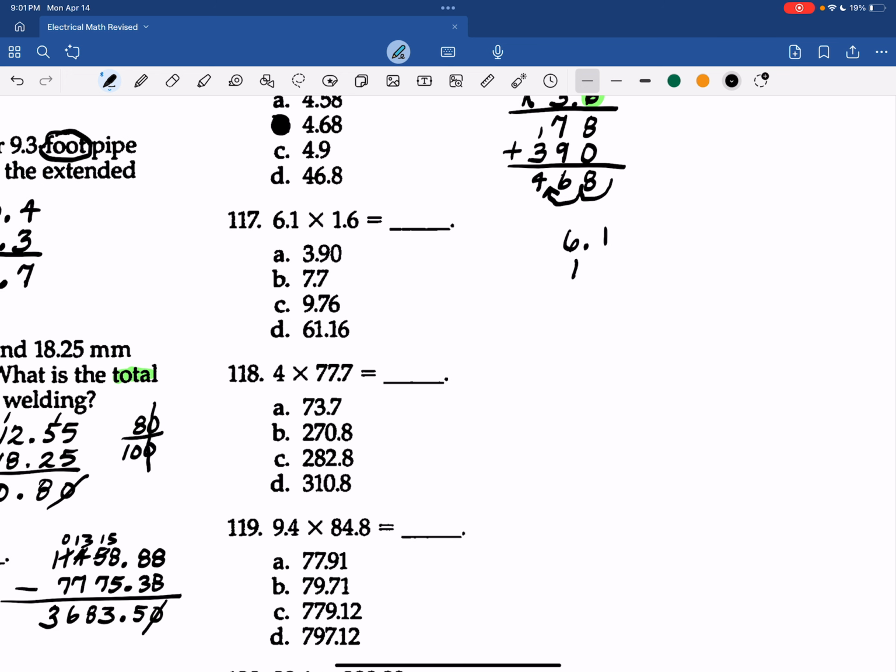6.1 times 1.6. Ignore the decimals until you get done. Just focus on getting your multiplication right. Then count your places. You have 2 of them. And do that many scoops from the right. 9.76.